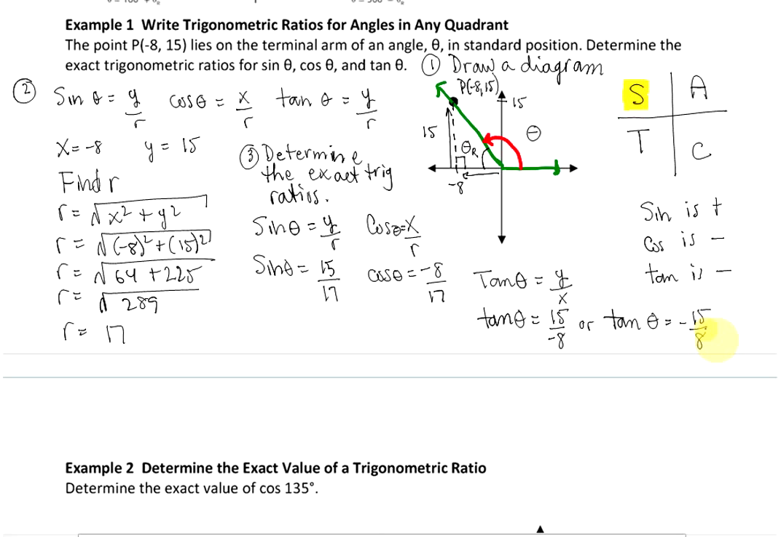Okay, so using our little formulas here and determining what our sine, cos, and tan ratios are, is sine positive, cos negative, and tan negative? And it is, right? If you take a look at sine of theta, it's 15 over 17, that's positive. Cos of theta is negative 8 over 17, that's negative. And tan of theta is negative 15 over 8, which is also negative. Okay, and that concludes example number 1.